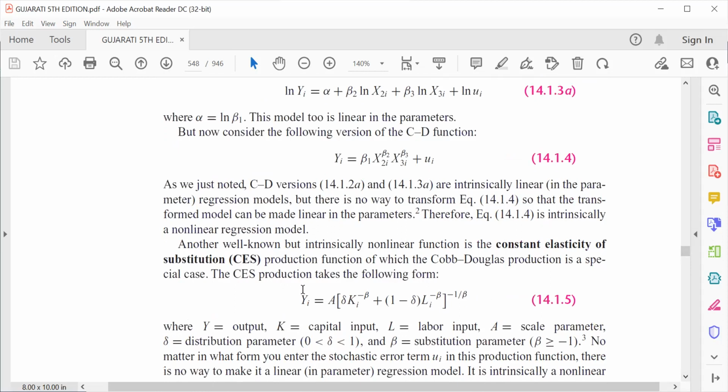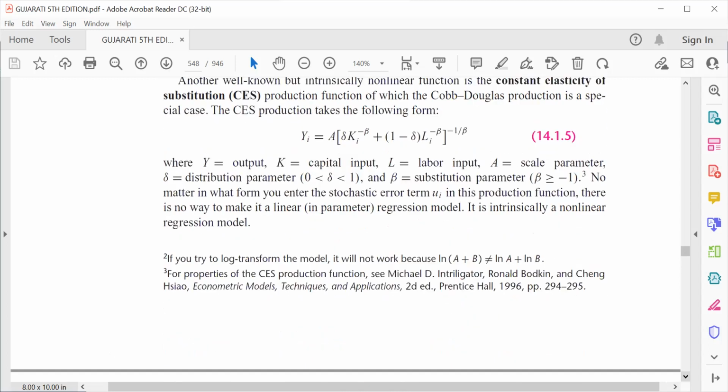Now this is a CES model, constant elasticity of substitution. This is a special case of the Cobb-Douglas model. Here, for example, K is capital, L is labor, A is a scale parameter, delta is a distribution parameter, delta runs from 0 to 1, and beta is a substitution parameter. Equation 14.1.5 is a nonlinear regression model.